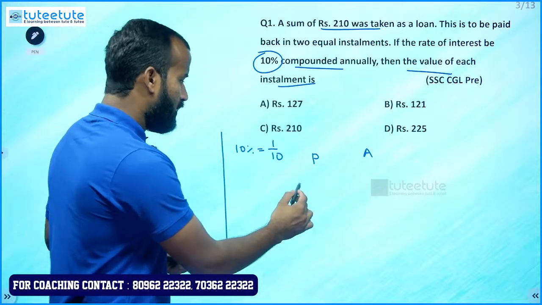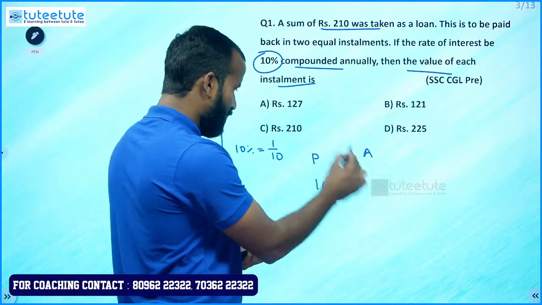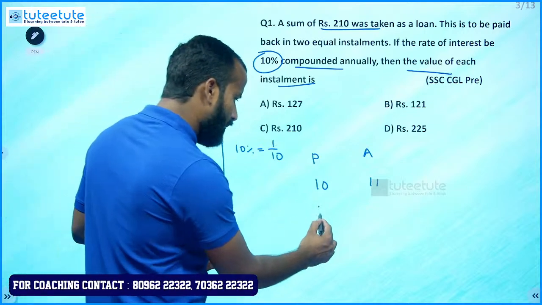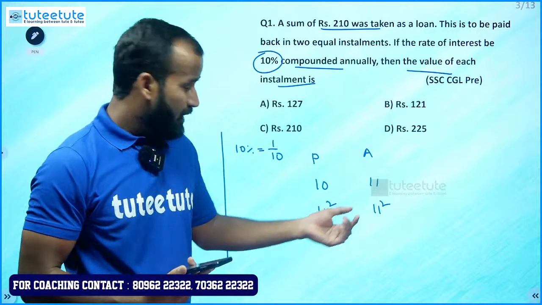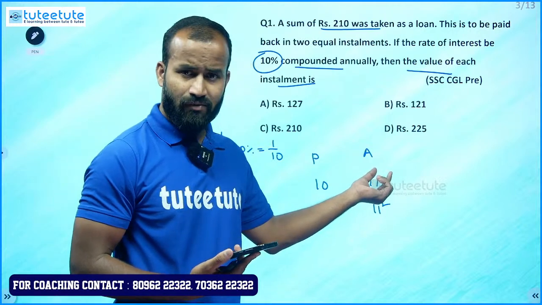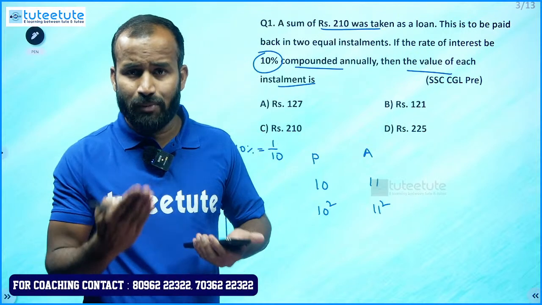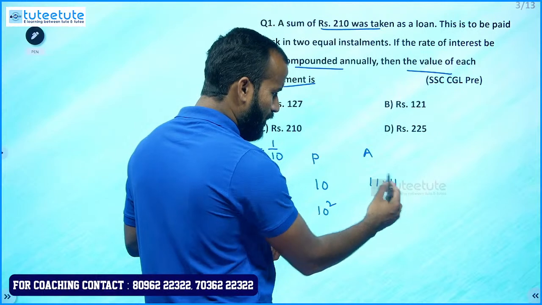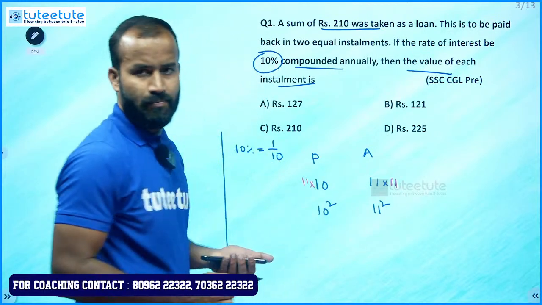So what does it mean? If the principal is 10, because of 10% the amount will be 11. Next year, second year, 10 squared, 11 squared. So here 11 squared is there, here 11 is there. We have to make the amounts equal, because we are paying equal installments. So here we have to multiply with 11, here also we have to multiply with 11.